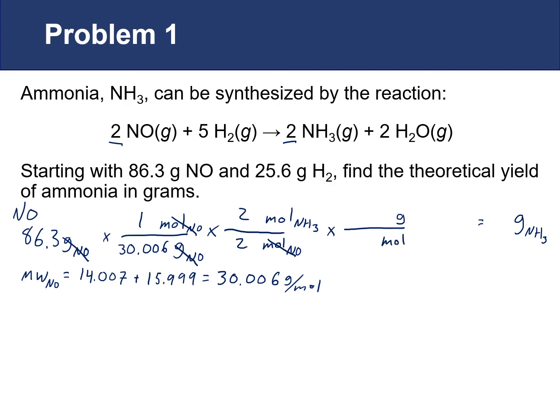Now we want the molecular weight of NH3. So the molecular weight of NH3 would be equal to the molecular weight of nitrogen, 14.007, plus 3 times the molecular weight of hydrogen, 1.0079. If you plug this into your calculator, you will find that the value is 17.0307. And this is grams of NH3, moles of NH3, and then a 1 there. Our moles of ammonia will cancel out, and this will now give us grams of NH3.